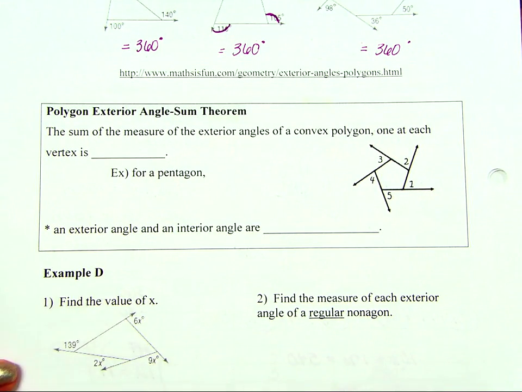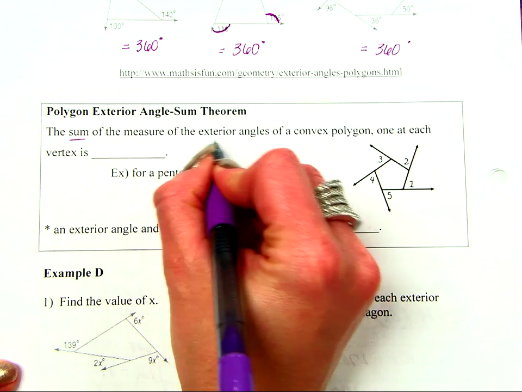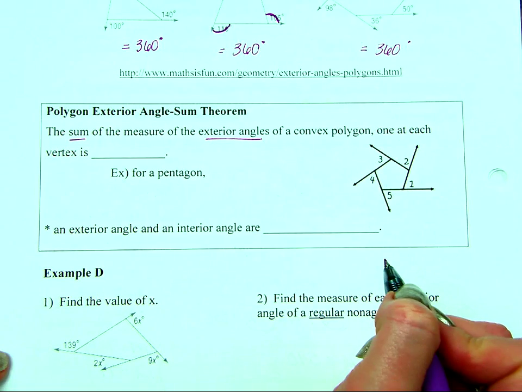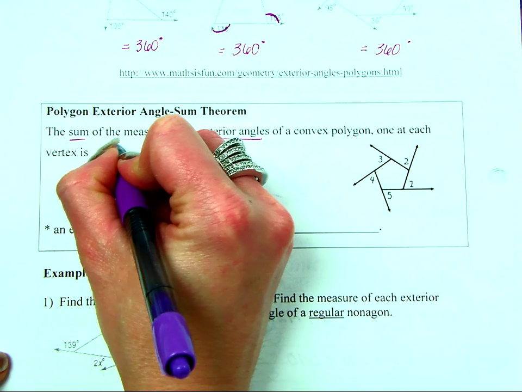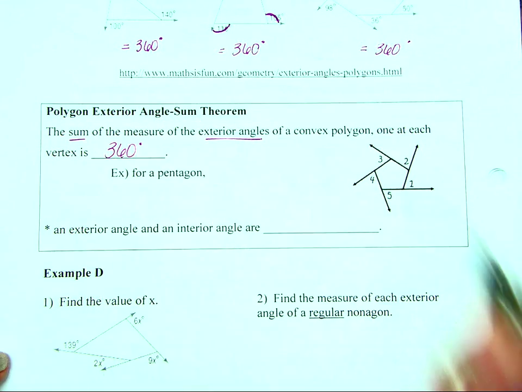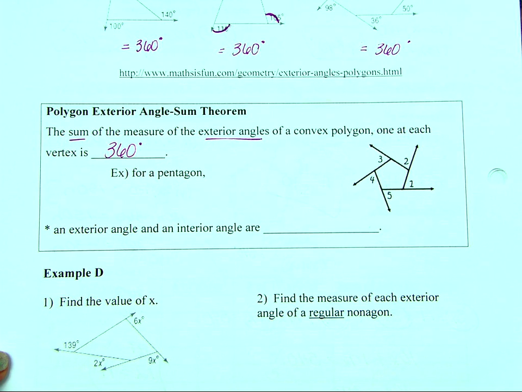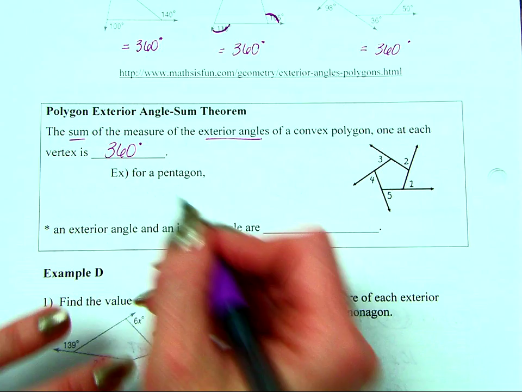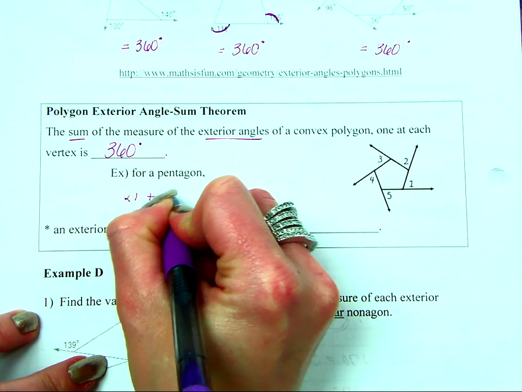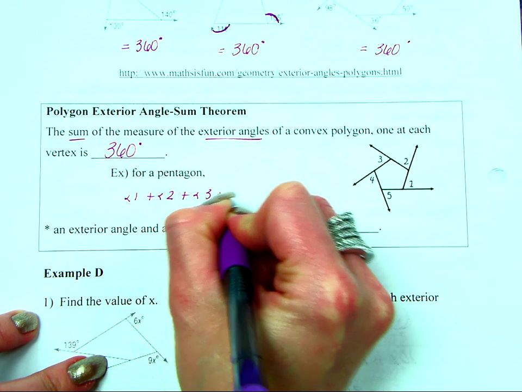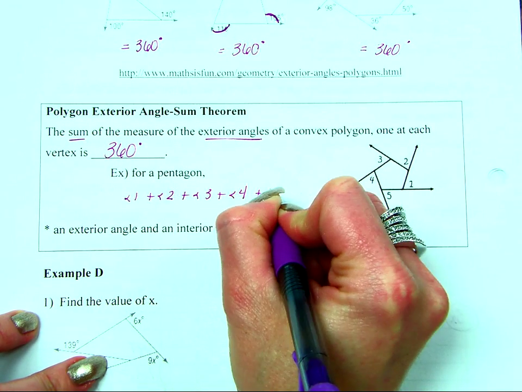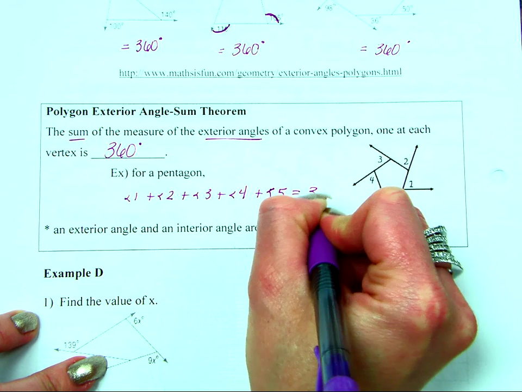So, what does that mean? Well, the sum of the exterior angles of a convex polygon is going to be 360 degrees, no matter how many sides that you have. So if I were looking at my pentagon here and I took angle 1 plus angle 2 plus angle 3 and so on, all of those added together would equal 360.